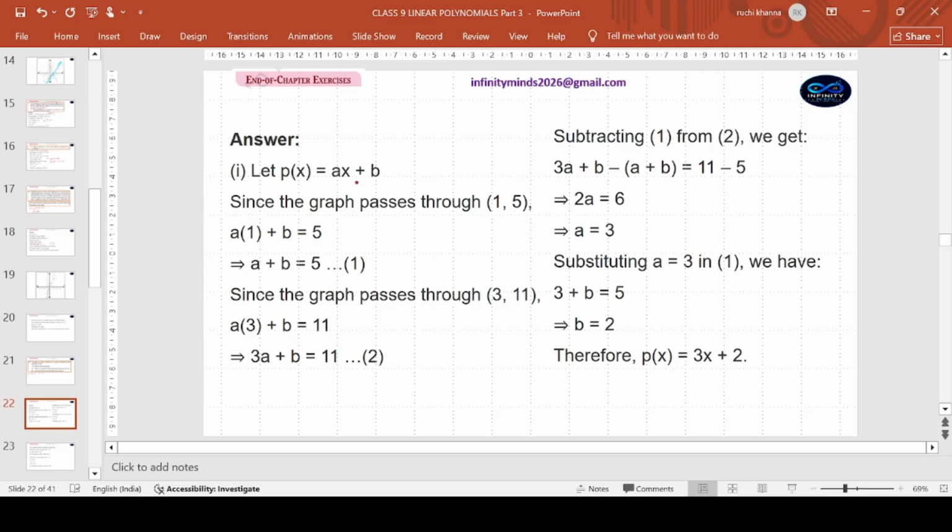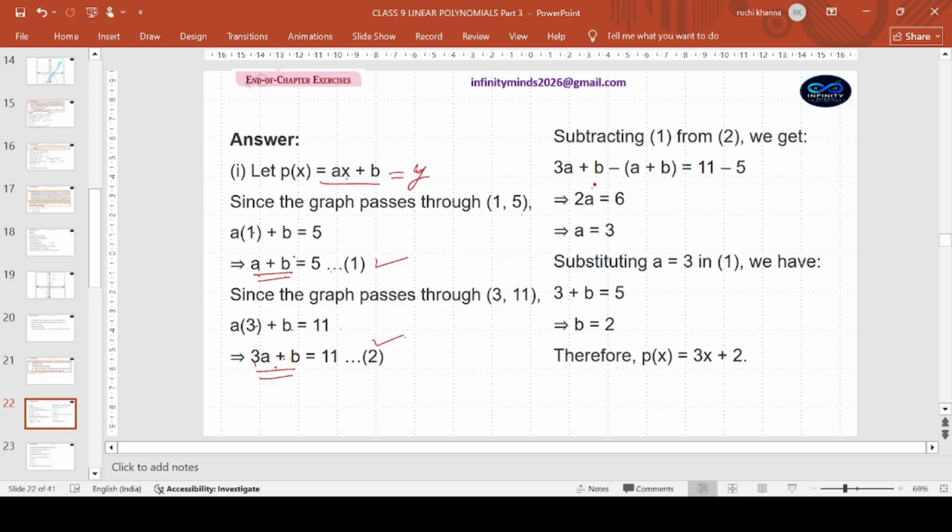Since it passes through, so first thing, polynomial. It passes through 1, 5, which means x takes the value 1. But after all, this is y, so it becomes 5. So we get the first equation, a plus b equals 5. Similarly, it becomes 3a plus b equals 11. Now I have equations in two unknown variables, two variables to be solved. As we have already done before, a single equation with a single variable we solve, and two equations with two variables is possible too.